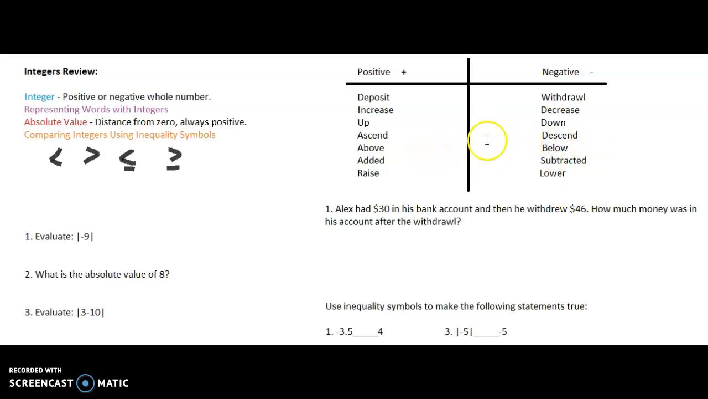So when we see these, the most common mistakes that people make when they're first learning this is the difference between a deposit and a withdrawal. So deposit is a positive thing because we're putting money into our account, so that makes us happy. A withdrawal is taking money out of our account, that makes us not so happy, so that's negative.